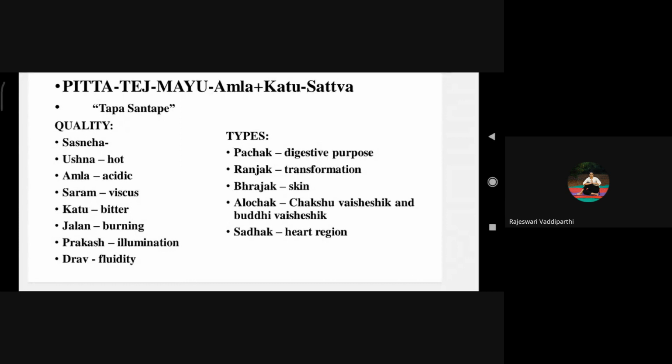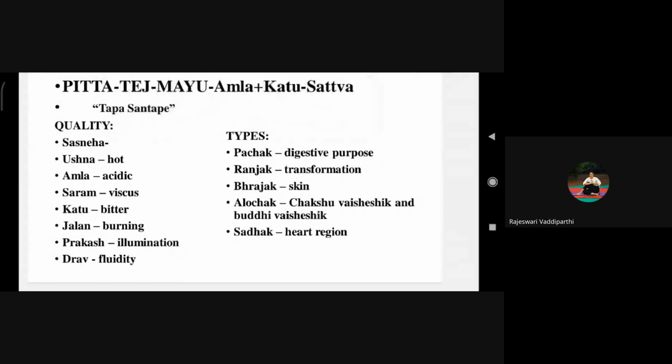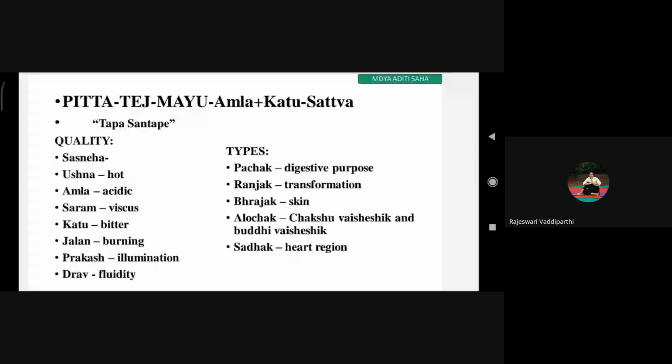what we say, that honey is viscous. Means the fluidity is not very fluent. It's a bit denser than normal fluids. And amla is sour in nature, and ushna is hot, and I don't know the English of sasneha. It is a quality of Pitta.